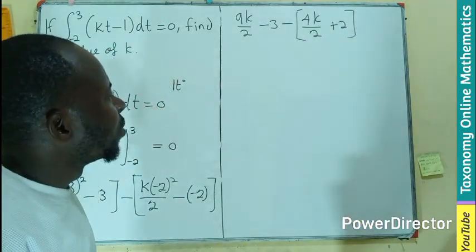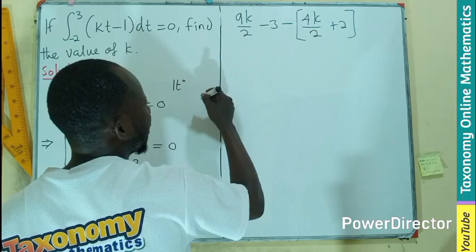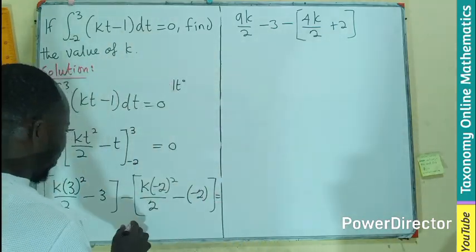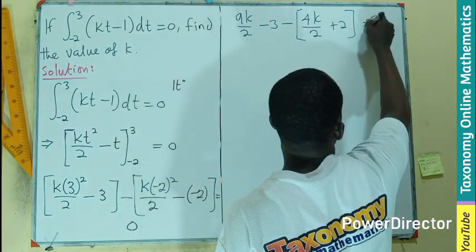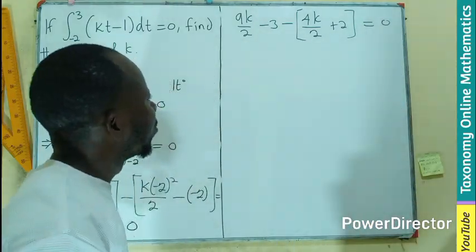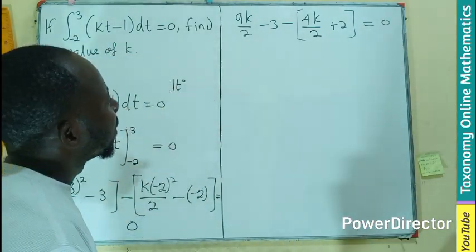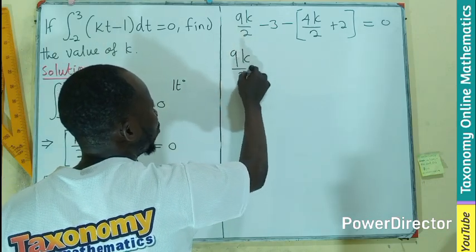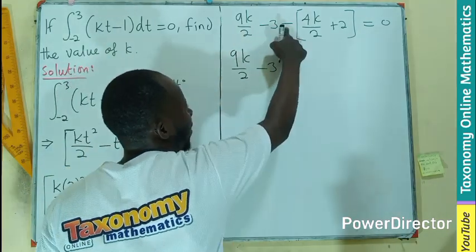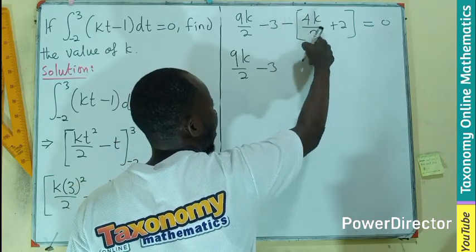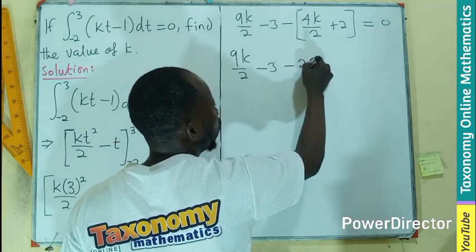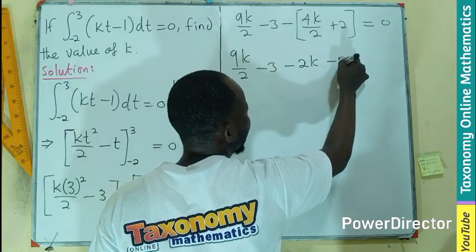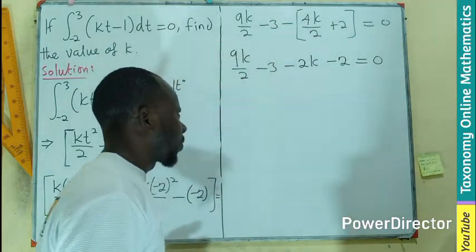Alright, so let's open that bracket and see. Remember we are having equals to 0 there. Here is also equals what? 0. So what do we do? Okay, let's see. We can have our 9k over 2 minus 3. This negative will affect here. So 4 divided by 2, that will give you 2k. So negative times that, negative times this negative. So we have 2 equals to 0.